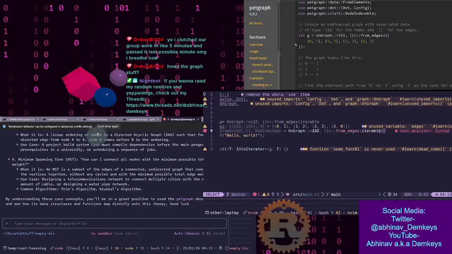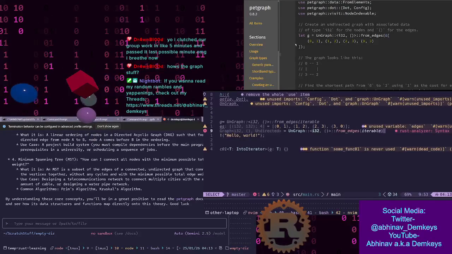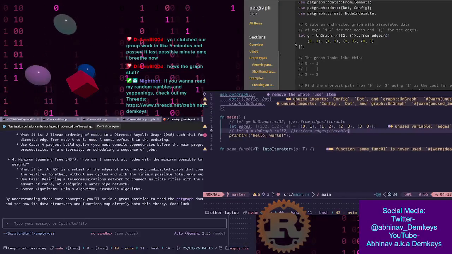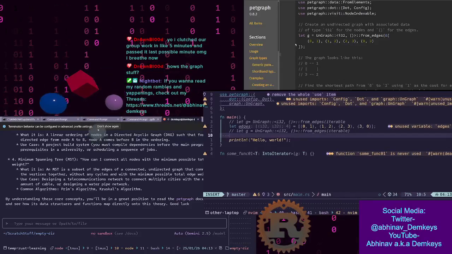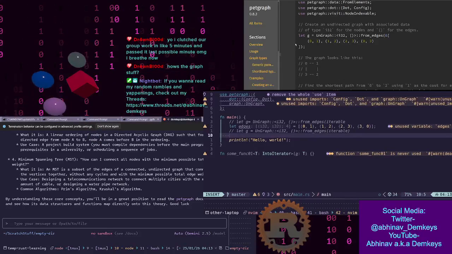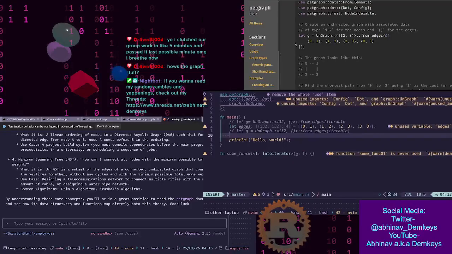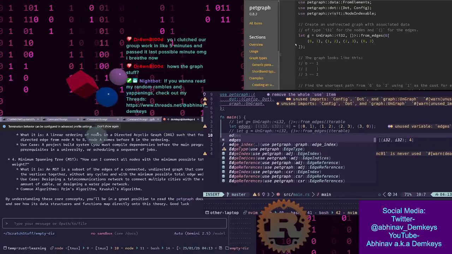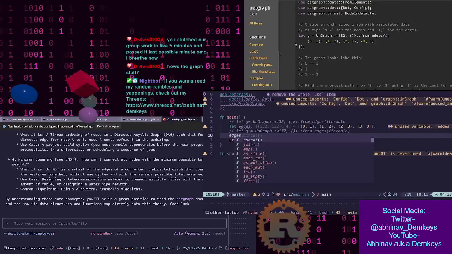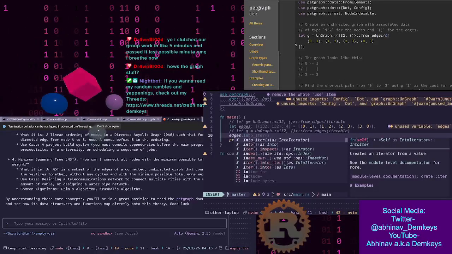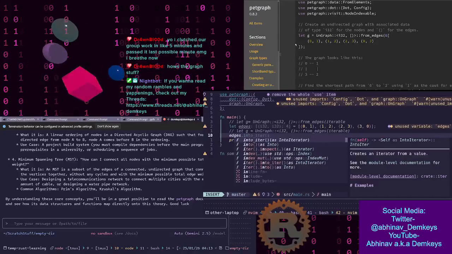So what I need to look into here is... what was I going to look into? Hold on. As iterator. Yeah. As into iterator. So edges dot into iterator, and then in brackets it says as into iterator. I need to understand what this as thing means, because we have a couple more.